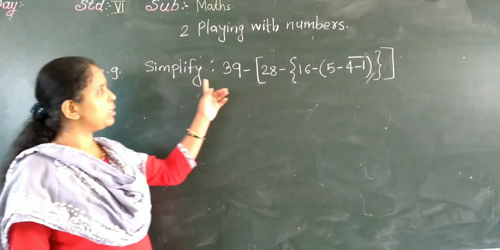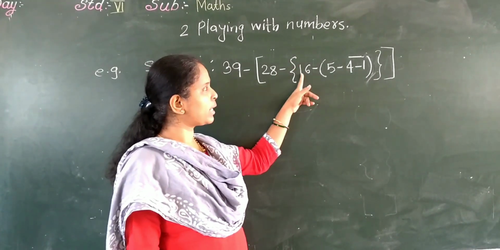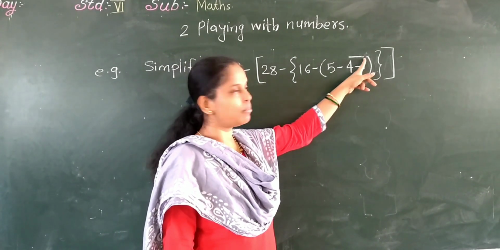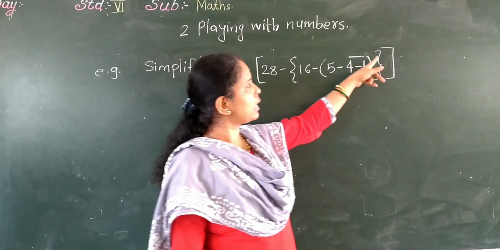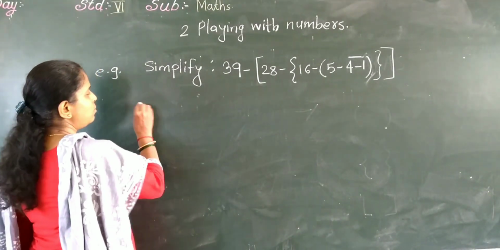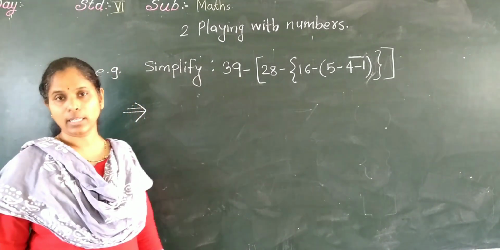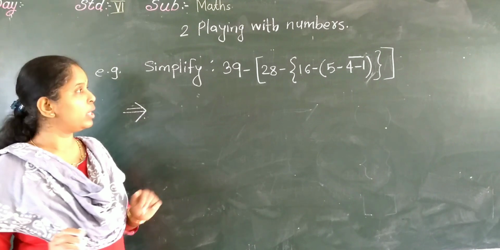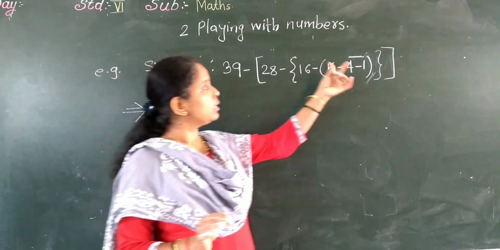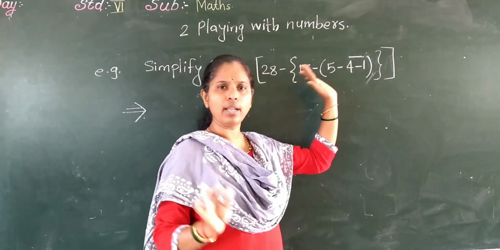Okay. Now see here, simplify 39 minus, inside the square bracket, 28 minus, inside the curly bracket, 16 minus, inside the round bracket, 55 minus 4 minus 1 bar, round bracket completed, curly bracket completed, and square bracket completed. So this we have to solve. Now as we just learned, when many brackets are there, which bracket do we solve first? Here all 4 brackets are there, so first preference we will give to this bar. This operation we will carry out first, and other things write as it is.